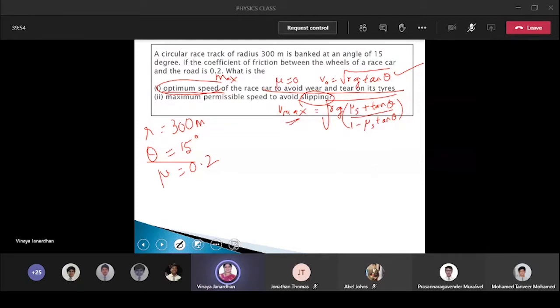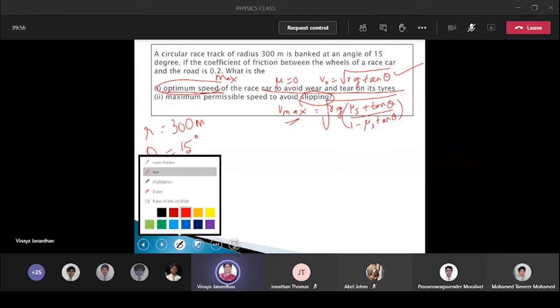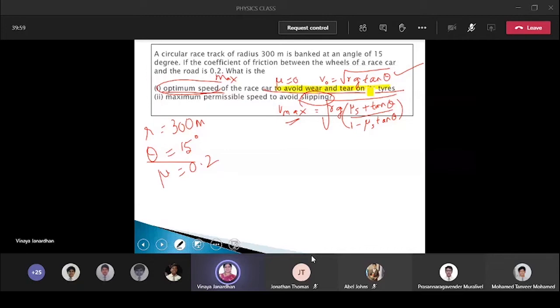So you have to check these words. Avoid wear and tear of its tires, which means your friction is kept as low as possible, so you have to take mu as 0. So use this equation. Now the next one, without slipping, then you have to go for V maximum with your value of mu. You can take it as.